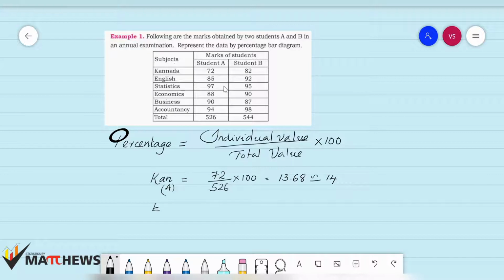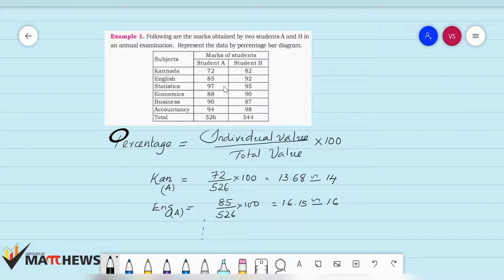Okay, let me see for English. How will it be for English? English of the same student, student A. He scored 85 out of 526, into 100 percentage. So it is 85 divided by 526 into 100. You'll be getting it as 16.15. I'll approximate it as 16. So this is how the calculations are to be shown, students. Only one or two calculations you show, how you have converted an individual value into percentages. You just show in this way, and then do the column.